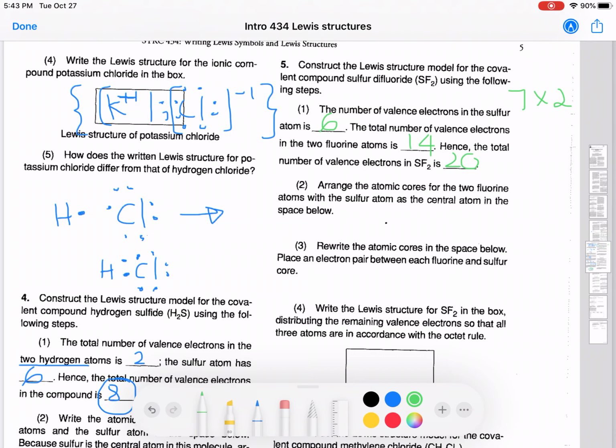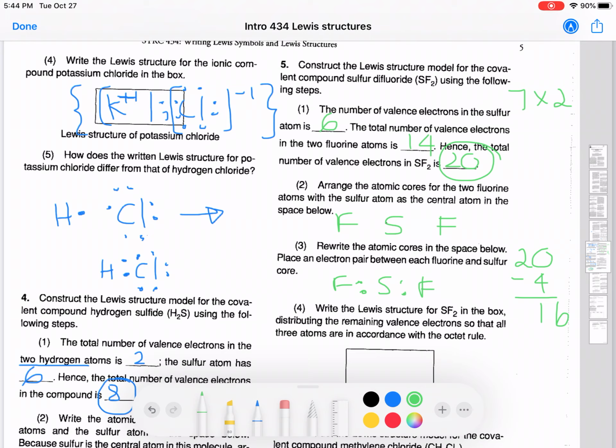Arrange the cores for 2 fluorine atoms with the sulfur as a central atom. You put sulfur here, fluorine, fluorine. And then put a pair of electrons between them. So we had 20 valence electrons. Now we used up 4. How many more left? 16 left. Now this 16 we're going to distribute, giving each atom an octet.